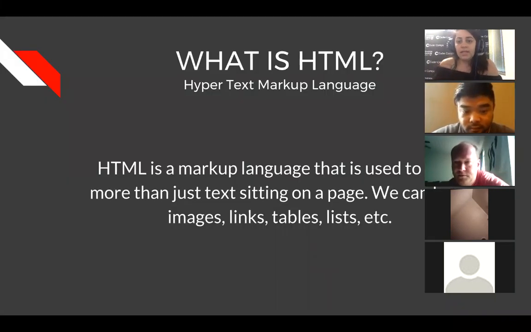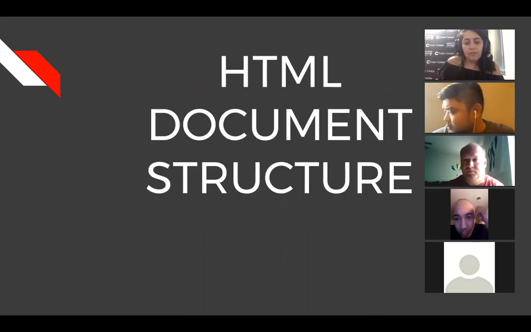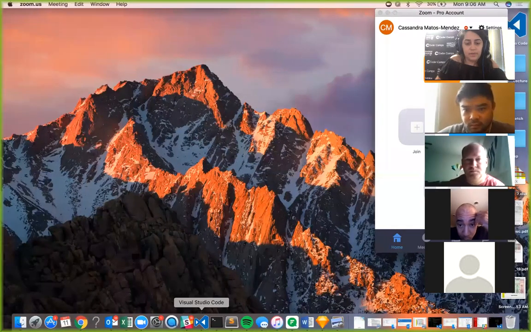So what is HTML? HTML is a hypertext markup language that is used to have more than just sitting text on a page. We can have images, links, tables, lists. Essentially, it's going to be what you see on the web and how we design it. So like an outline of what your website's going to look like. First, we'll go ahead and discuss the HTML document structure.